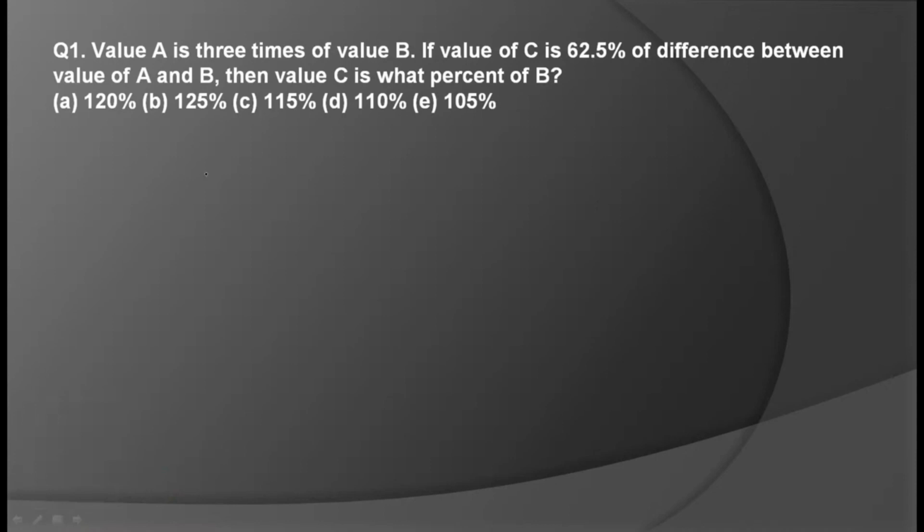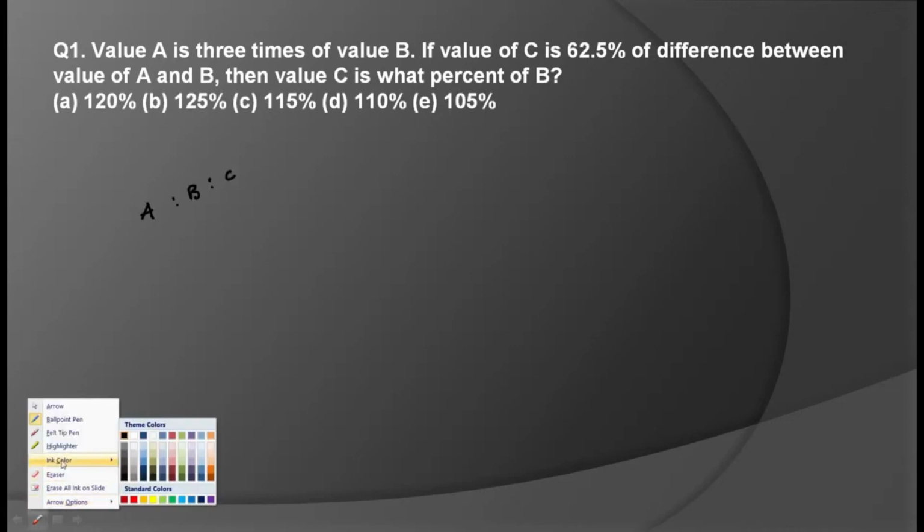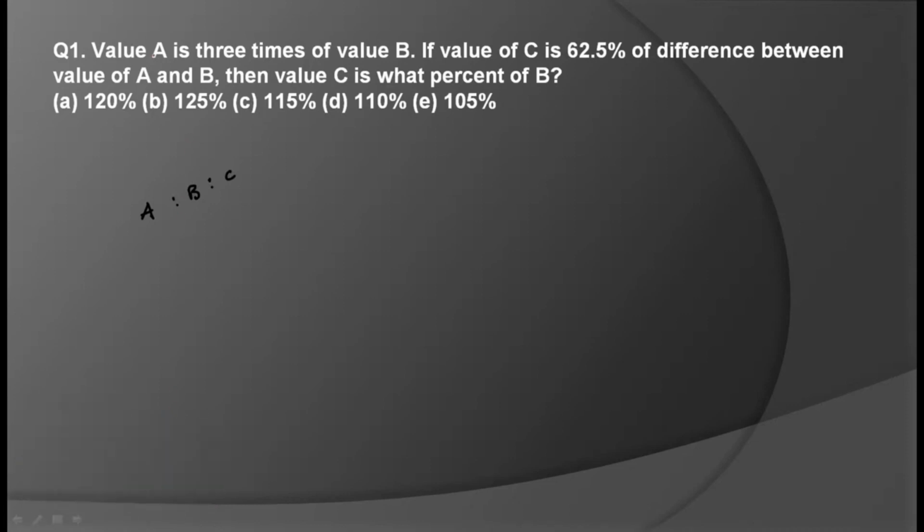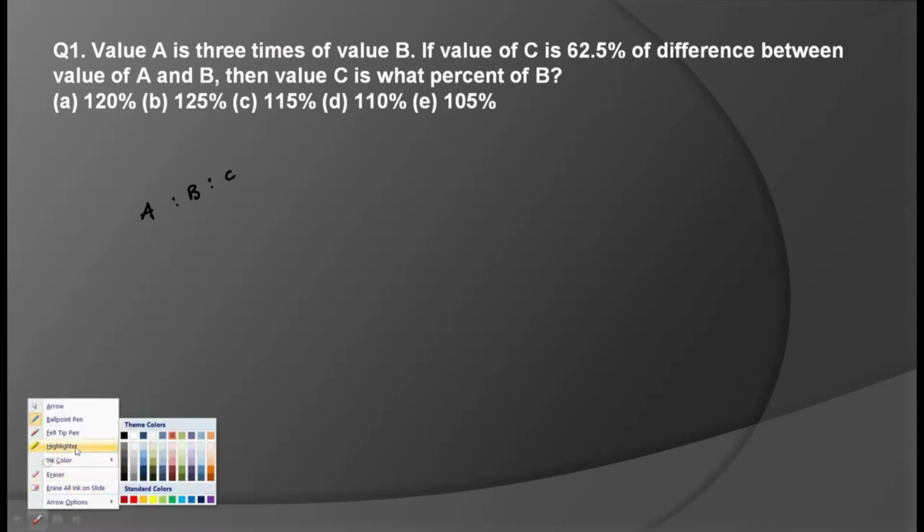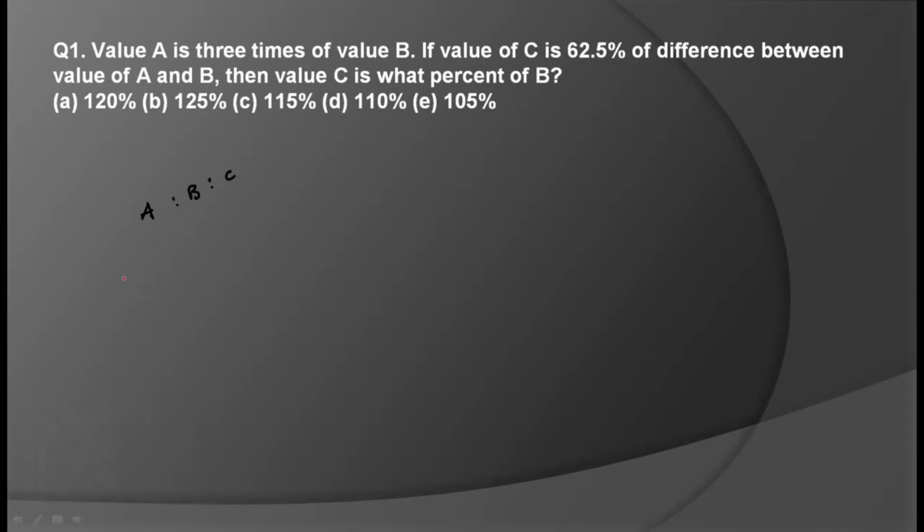Okay, guys, see, here there is a comparison between A, B, C. Here there is a comparison of A is to B is to C. Now, see what comparison they have given. Here, the value of A is 3 times the value of B, which means the A is to B ratio is 3 is to 1. So the value of A is 3 times the value of B means the ratio of A is to B is 3. Now the value of C is 62.5%.